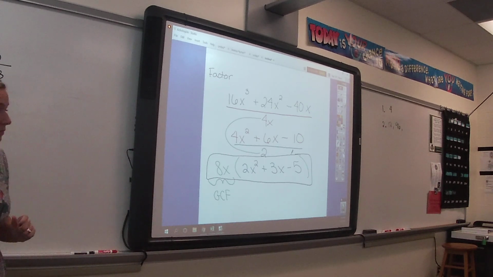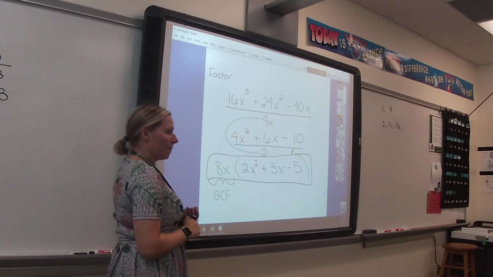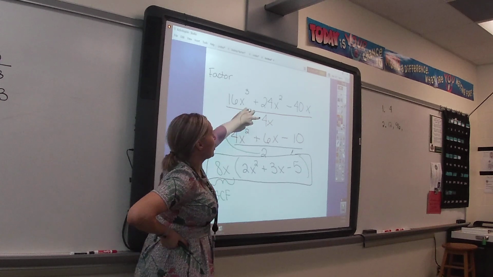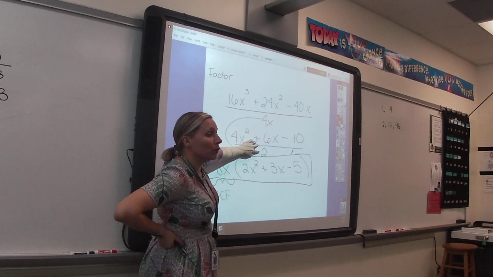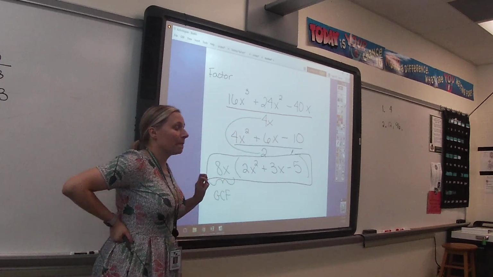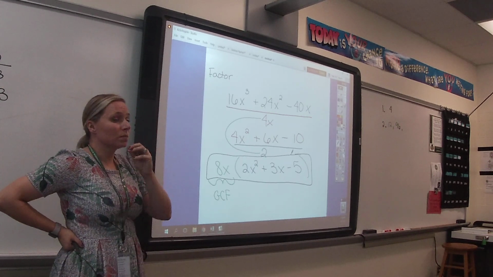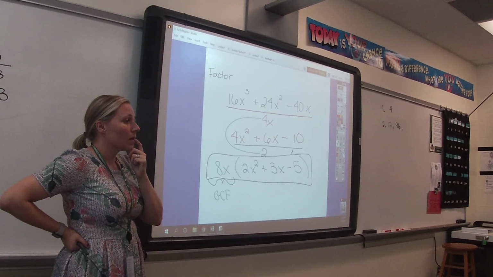Do you have to draw the mustache? No. Where'd the 4x come from? I took 4x times 2. So if we multiply our factored answer with parentheses, will we get back to what we just did?